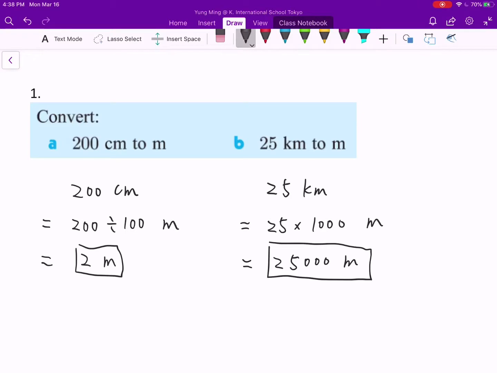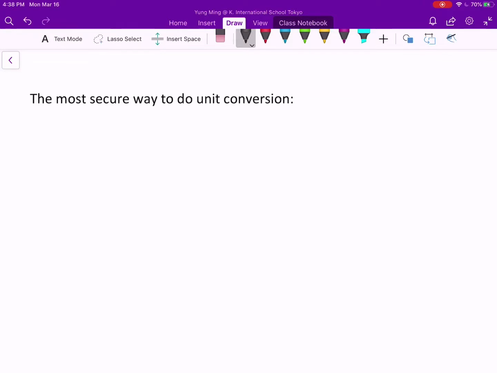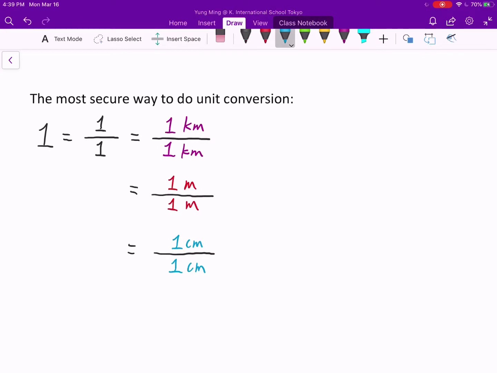But sometimes some conversions will confuse us a little bit, and this is exactly what we need to go over today. Now I want to go over the most secure way to do unit conversion. Okay, so now I'm going to start out with a 1. 1 is just 1, right? But I can write that as a fraction, 1 over 1. Pretty lame, eh? But just because it's 1 over 1, I can add any unit, right? For example, I can say 1 kilometer over 1 kilometer. No problem with that. I can even do 1 meter over 1 meter and 1 centimeter over 1 centimeter, right?